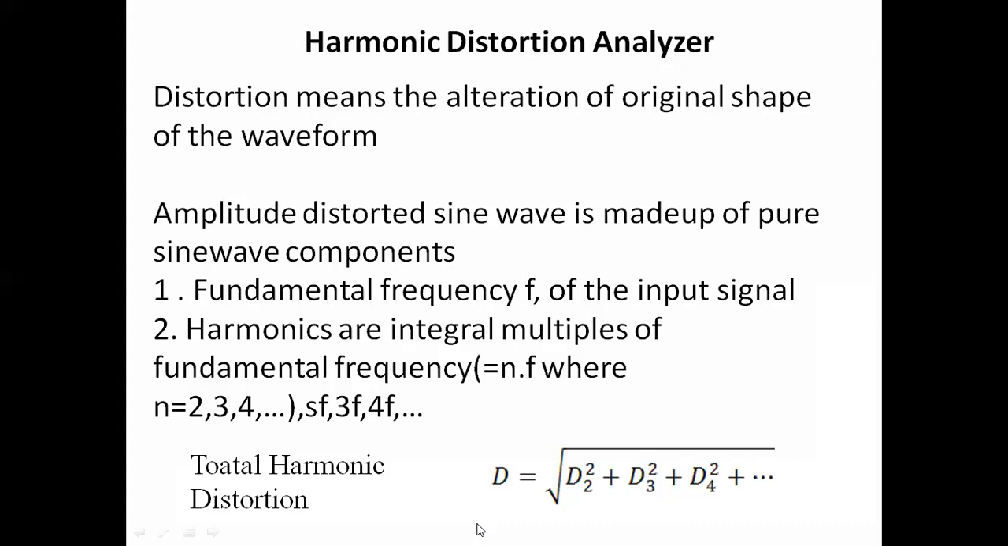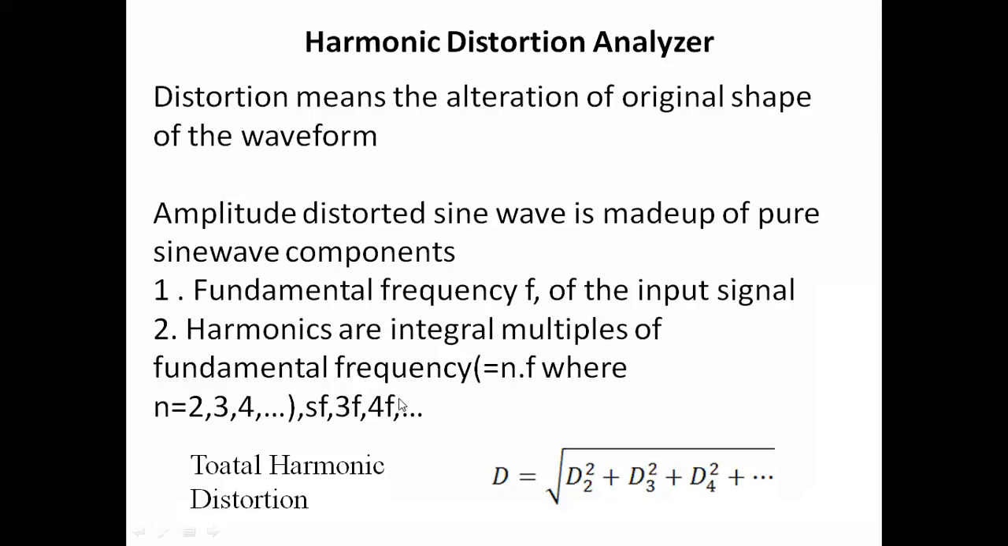It provides the information on the distortion of the overall waveform, not a single harmonic distortion. It provides the total harmonic distortion. Okay, so how can we find out the total distortion?